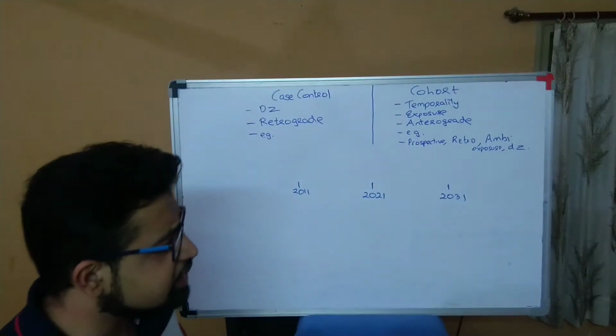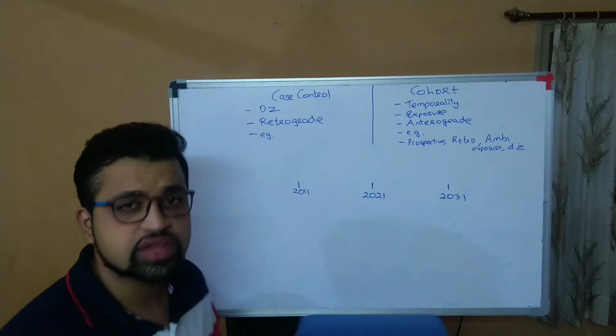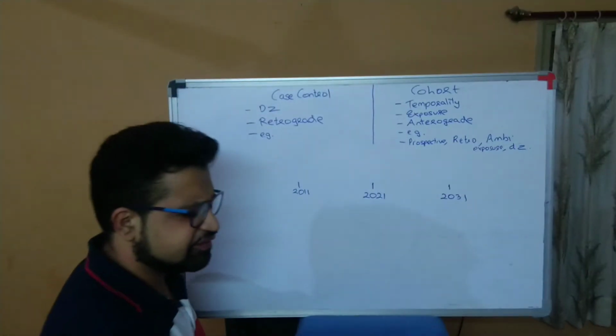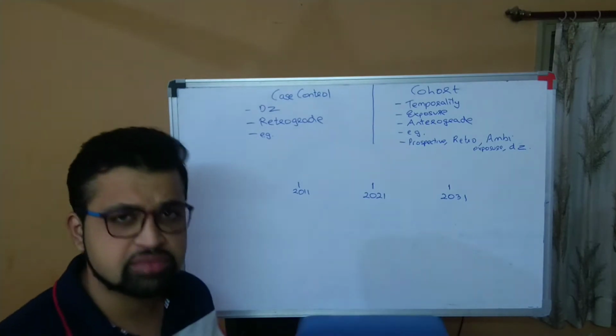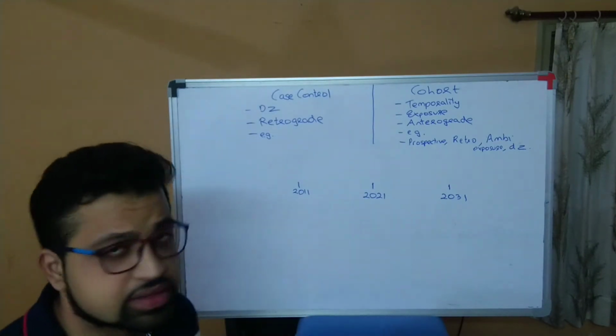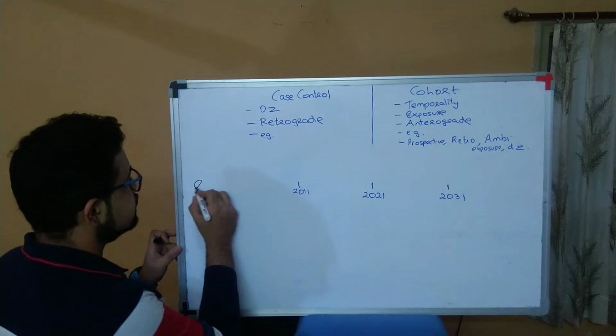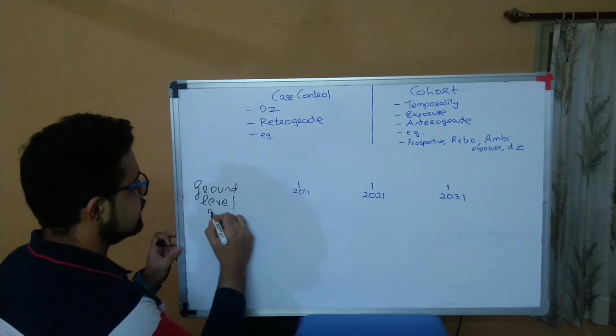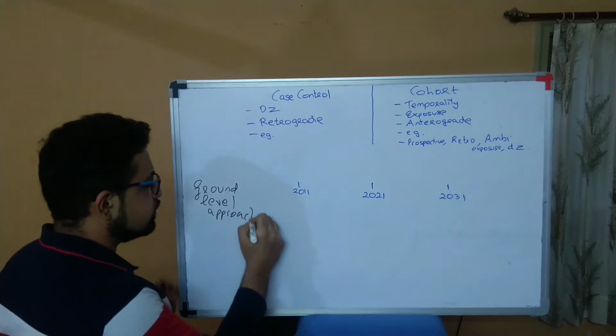The reason is we run after definitions, we run after flowcharts, we run after formulae. But today we are not going to go about definitions and formulas and all those big flowcharts. Today we are going to go with something which I always call the ground level approach. We are not going to go with definitions.